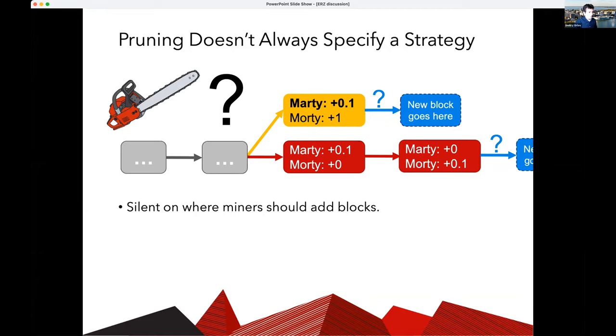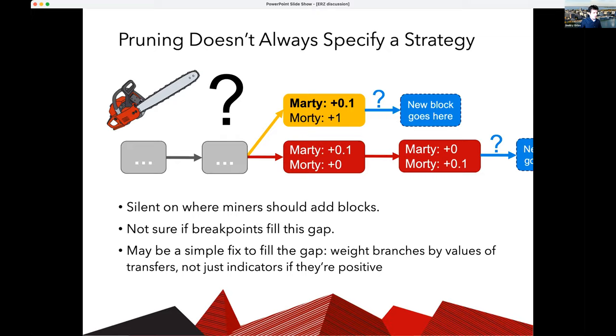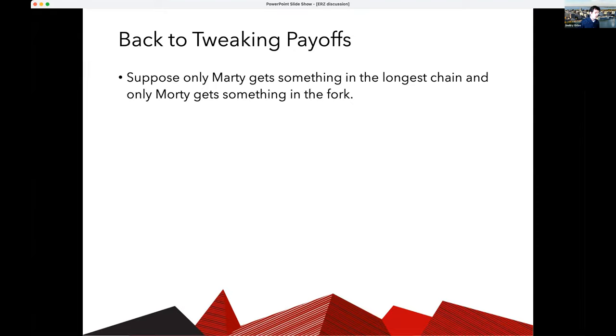I don't think looking at the breakpoint extension of the paper, I don't think breakpoints are going to fix that. But it may be simple to fix this gap, and potentially beneficial to the authors. That's why I'm pointing it out: maybe it's better to weight branches by the values of transfers, not just indicators of whether they're positive or negative. So this is a gap in the strategy space that, if you're able to fill it correctly, you can maintain the off-path characterization similar to what the paper proposes right now. So this was my example one.